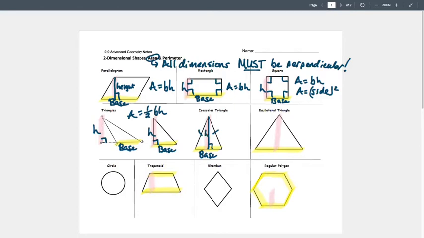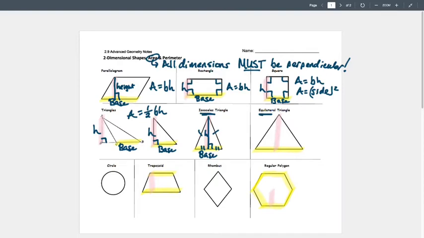Another thing that's kind of special about an isosceles triangle is that not only do you have 2 legs that are congruent, when you draw that height, it's going to break this base up into 2 congruent parts also. So just something to know about, and that's only on an isosceles or an equilateral triangle where that happens.